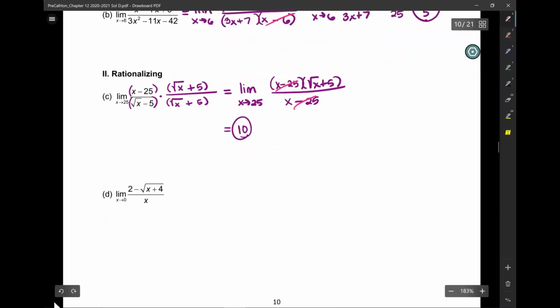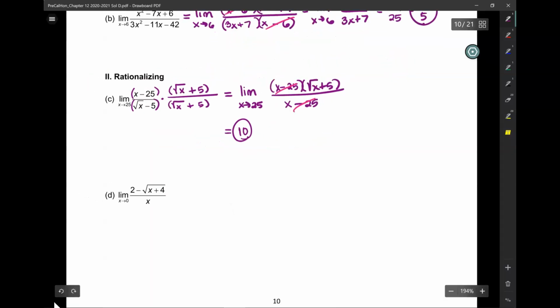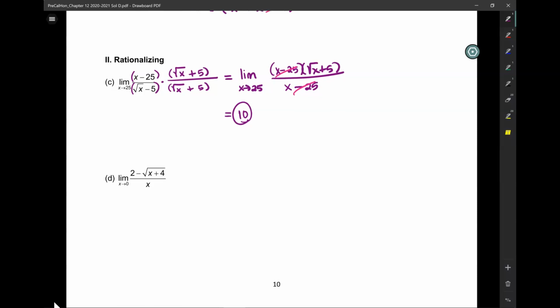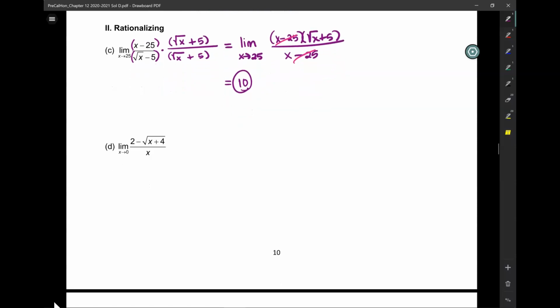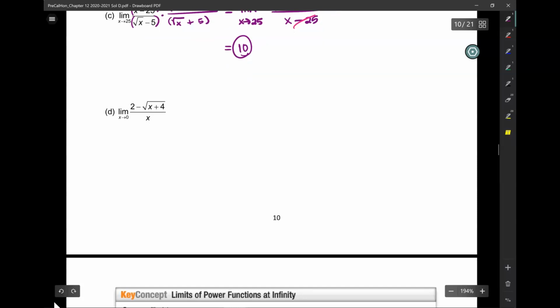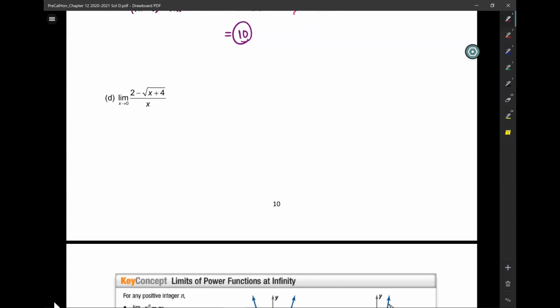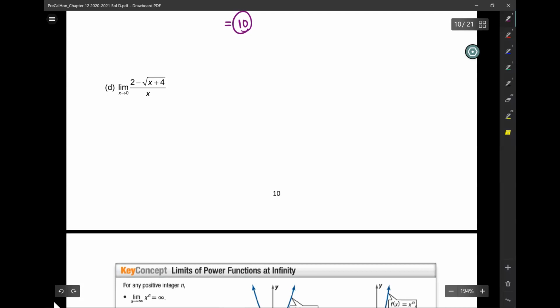All right, so let's continue here. You started talking about rationalizing to get rid of the 0 over 0, when you have indeterminate form. Okay, so here's another problem where you have to rationalize.